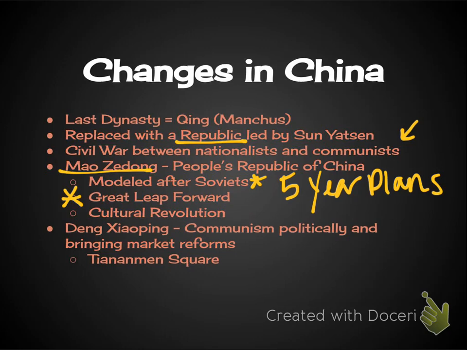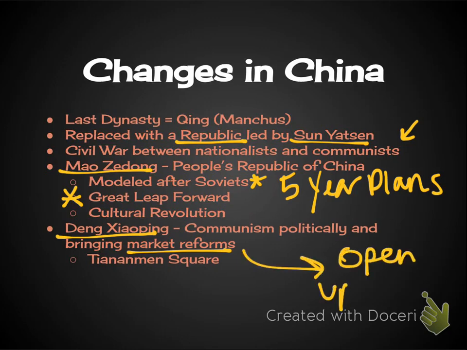Upon his death, Deng Xiaoping, which is the other one, so three people here: Sun Yat-sen, if you're looking up here, Mao Zedong, and Deng Xiaoping. You want to know what the differences are between each of these. Deng Xiaoping is going to come into control, but he is going to maintain communism within China, but he's going to bring in, here's the key thing, market reforms. He's going to open up China and allow them into the global market. They're going to start friendly relations with the United States.